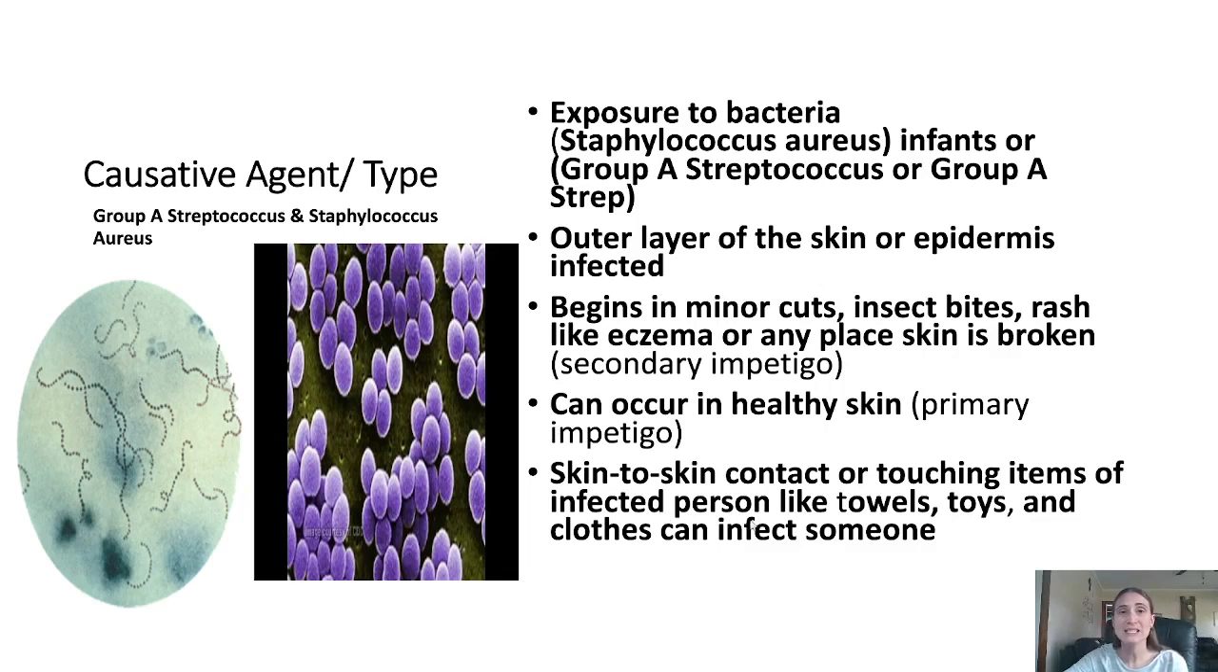Skin-to-skin contact is a way you can get impetigo, as well as touching items of the infected person, which include towels, clothing, and toys.